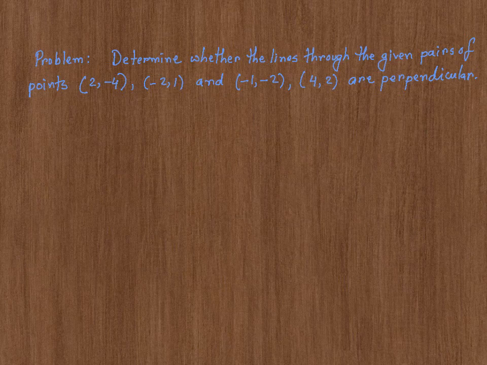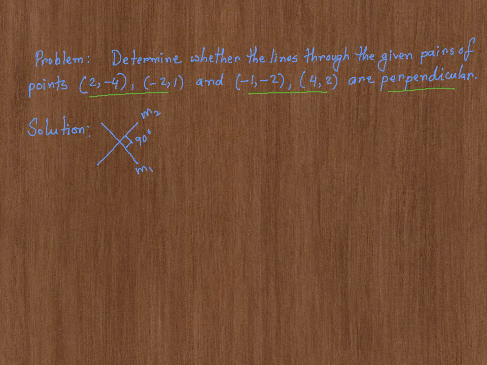In this video, we are going to determine whether the two straight lines through these 2 points and these 2 points are perpendicular to each other. Remember that two straight lines are perpendicular to each other if the product of their slopes is negative 1.